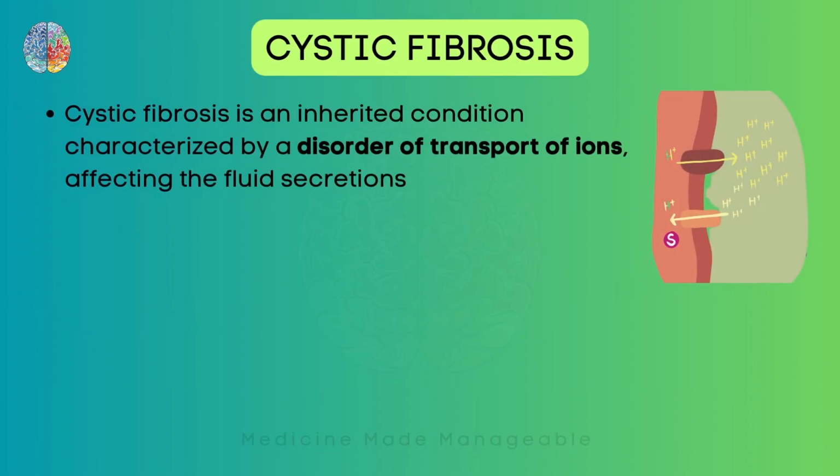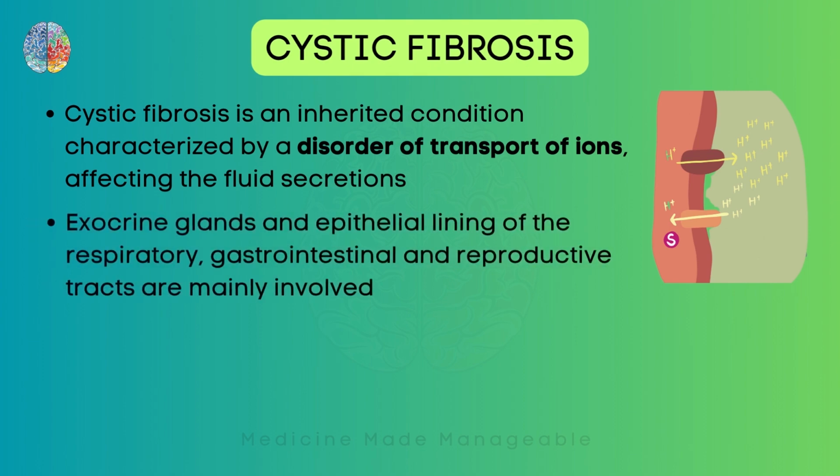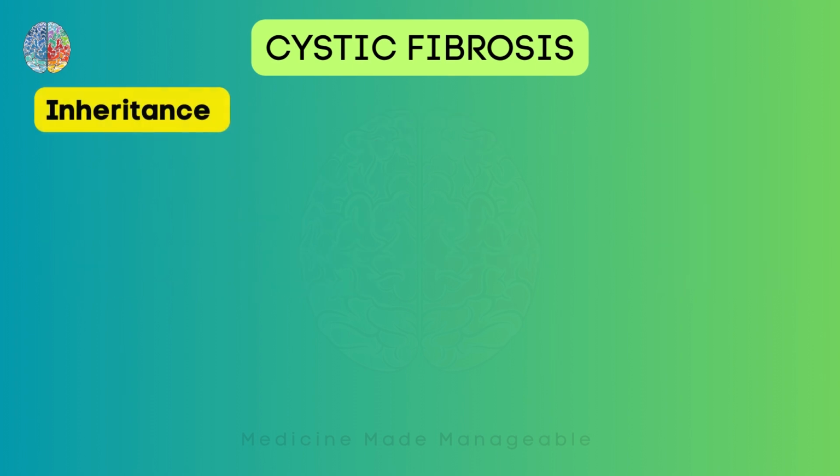So it is an inherited condition in which there is a disorder in the transport of ions, and this affects the fluid secretions. A lot of organs are affected here, including the respiratory tract, the GI system, the reproductive tracts, etc. Now, how is it inherited?